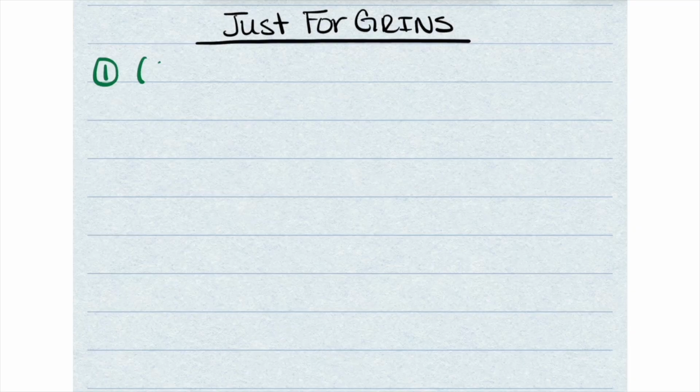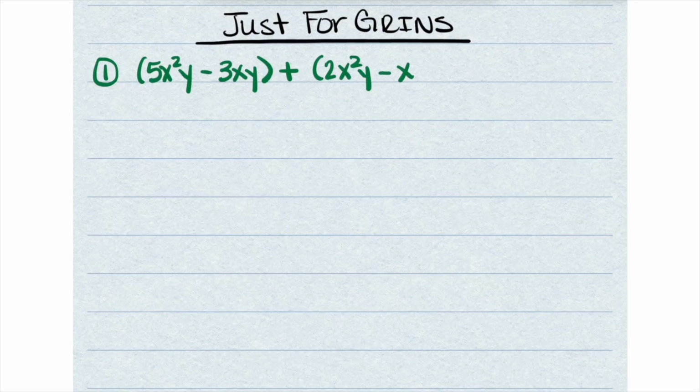I have 5x squared y minus 3xy, and I'm going to add it to 2x squared y minus xy. Now, can these be added together? Yes, because you have a 5x squared y and a 2x squared y, and you combine those together. And then you have a 3xy and an xy. So you can combine like terms.